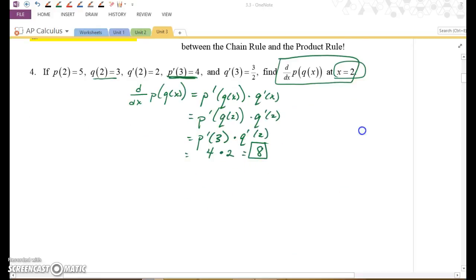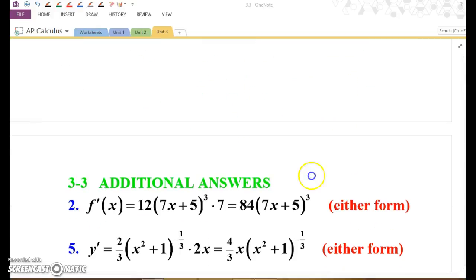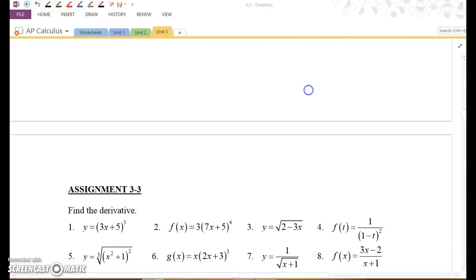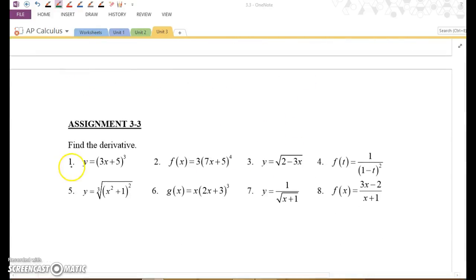So what I would like for you to do as your homework, you should have this done by the time you come to class. I would like you to do just 1 through 4 here. So 1, 2, 3, and 4.